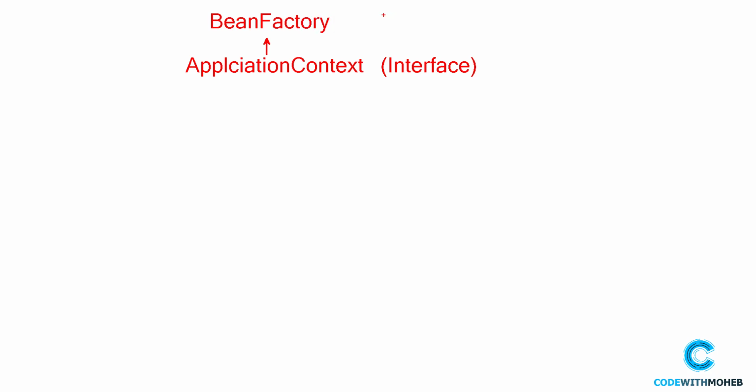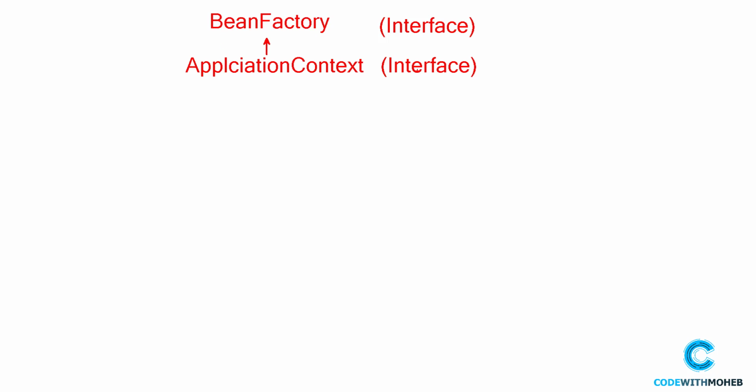So this is also an interface. This interface extends the parent interface, which is nothing but Bean Factory. Talking about application context is nothing but talking about Bean Factory, but this application context interface has not only the properties of Bean Factory, but also some extra properties. So talking about this one is nothing but talking about Bean Factory.